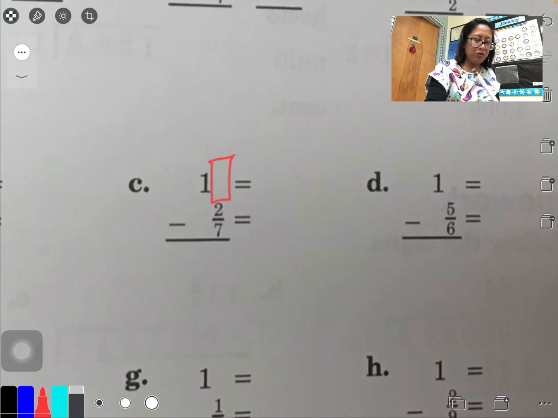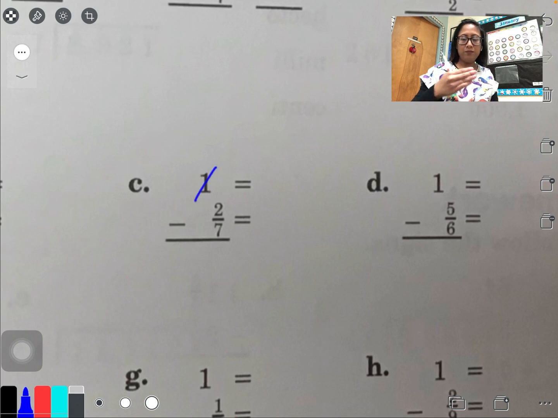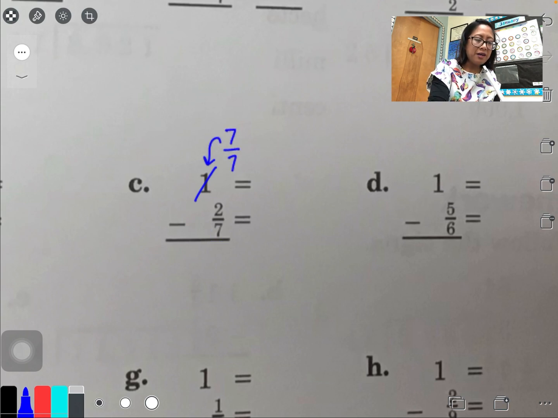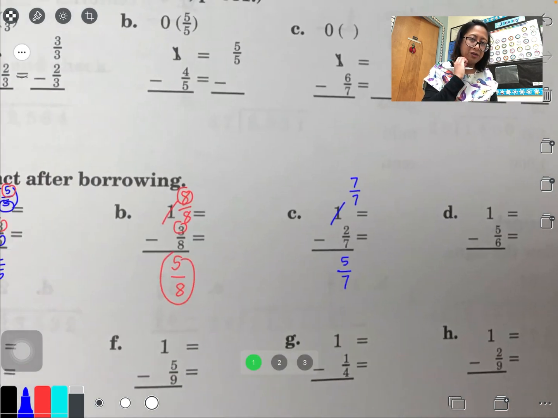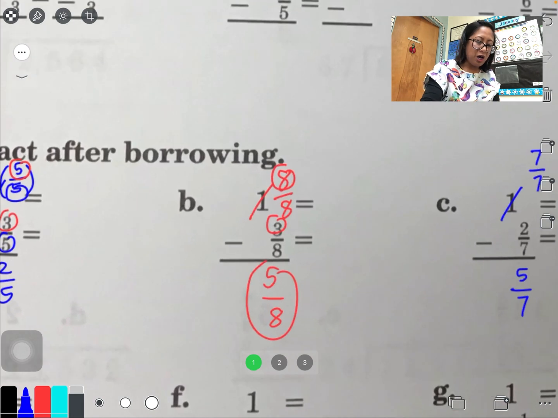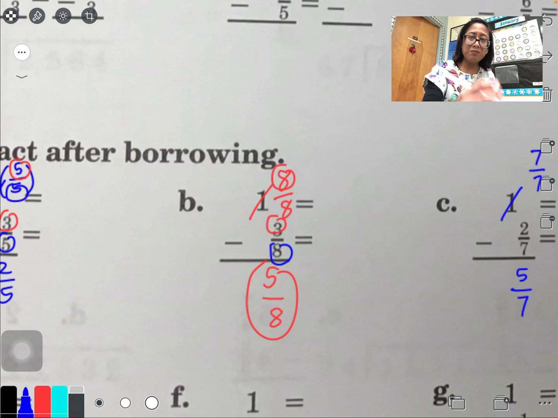Okay, C. Again, I need to borrow. There's no fraction here to help me. So I'm going to borrow from the 1, and I need to create a fraction where if I divide, it gives me 1, and the denominator needs to be the same as the 1 in the subtrahend. So 7/7. 7/7 does equal 1. So 7/7 take away 2/7 is 5/7. Do you see the pattern here? I'm just taking the denominator and creating a new fraction based on that.